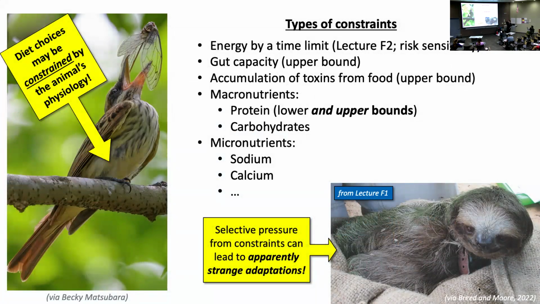So we already had this cool example, at least I think it's cool, from lecture F1 of the sloth, where it has this nitrogen constraint. So folivores, things that eat leaves, typically are very slow. They're not top predators. They don't often have big brains because you need a lot of protein to grow a big brain, and they're just not getting it. But they do need some protein. They need nitrogen, so they have to get it from other means.